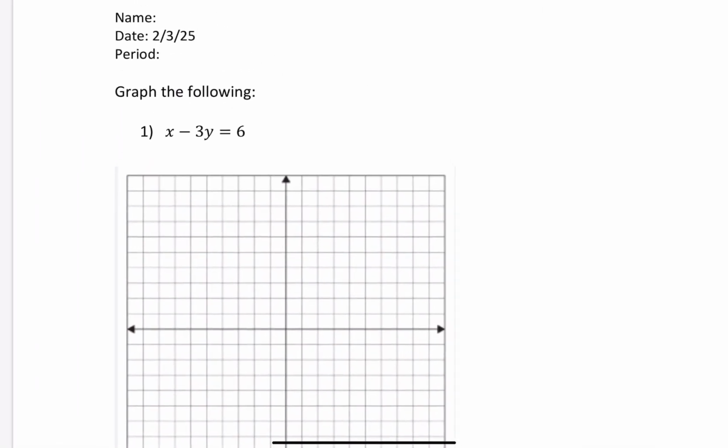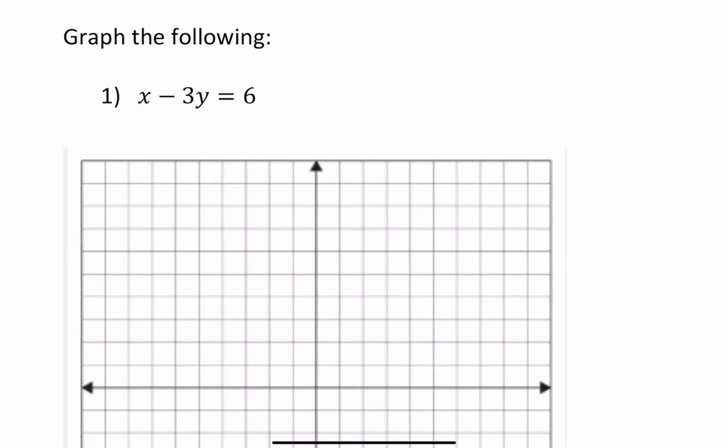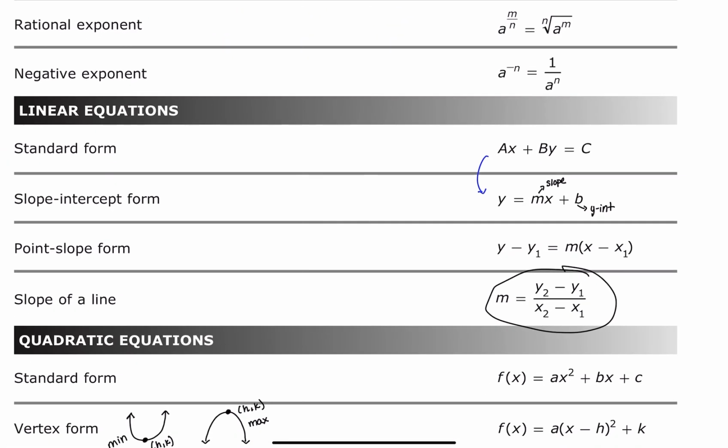Okay, so what we're going to do for the warm-up is we're going to need to graph this. Now, that being said, this is in standard form. So if I go to my reference sheet just for a brief moment, standard form of linear equations is going to be this one right here, which is where there's an a, x, a b, y, and a c. So basically it's x, y, and then the variable c, or just a number. We need to change it to slope-intercept form where it's y equals mx plus b.